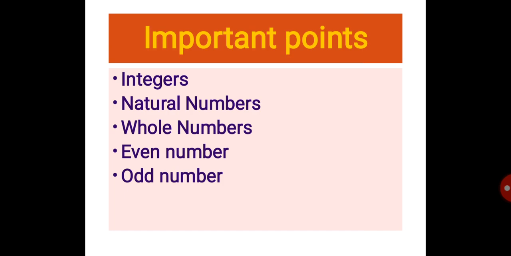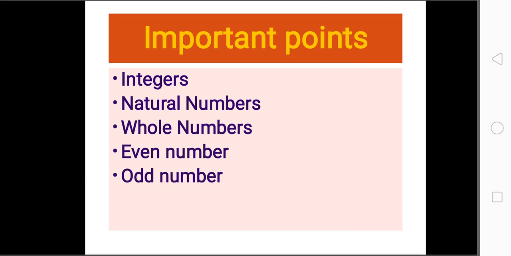Now, our next points are even and odd numbers. You all know very well about these. So, an integer that can be divided exactly by 2 is an even number. Example: 0, 2, 4, 6, 8. Now, odd numbers. These are the integers that cannot be divided exactly by 2. Example: 1, 3, 5, 7, 9, and so on. So, these are some basic concepts. Now, we will proceed to our topic factors and multiples.